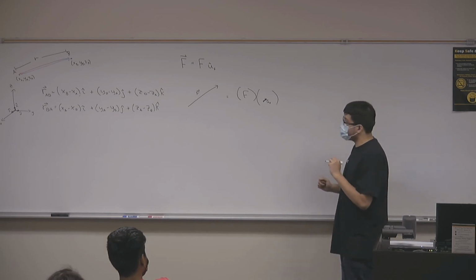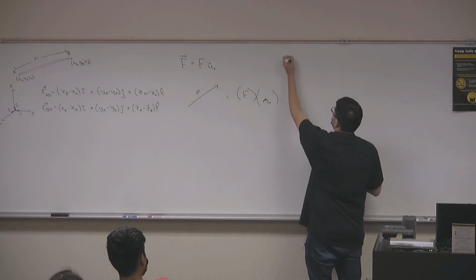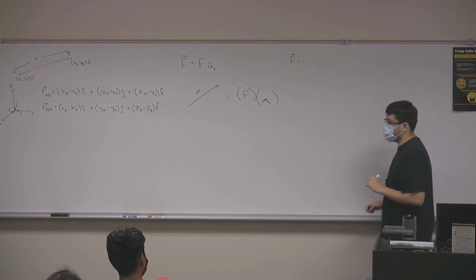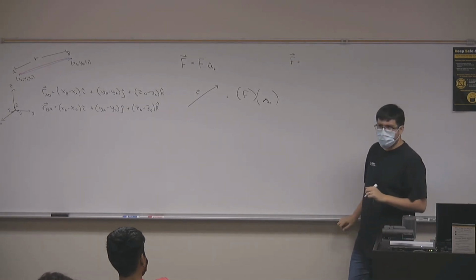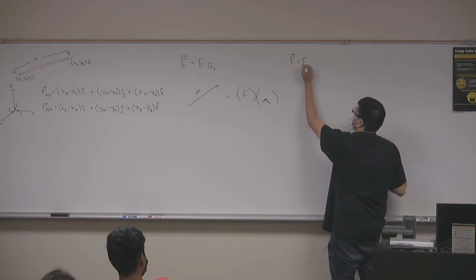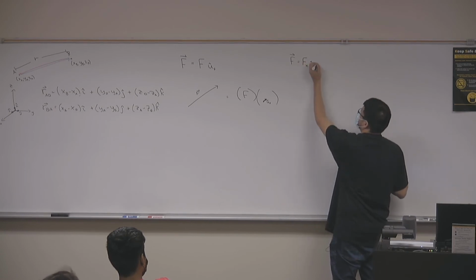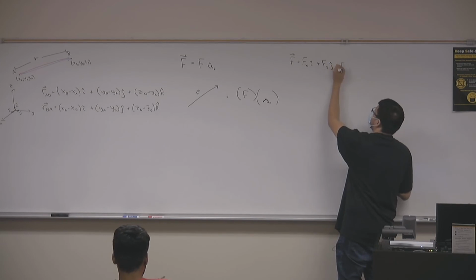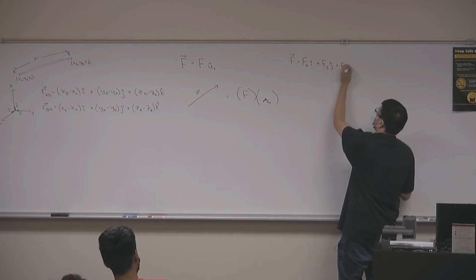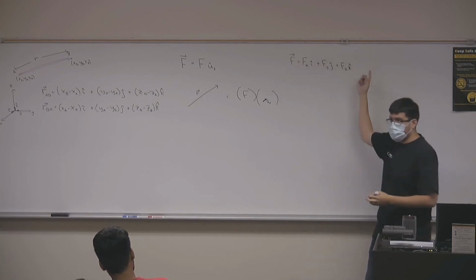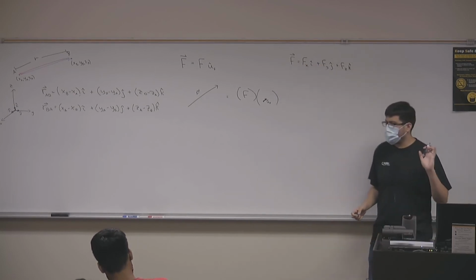Because if we were to break down our vector F into its rectangular components, do you remember the rectangular components? What were they? X, Y, and Z, right? So I can break down my F into Fx in the X direction, Fy in the Y direction, and Fz in the z direction. This is what we call the Cartesian vector notation, right? From week 2, I think, or week 3.